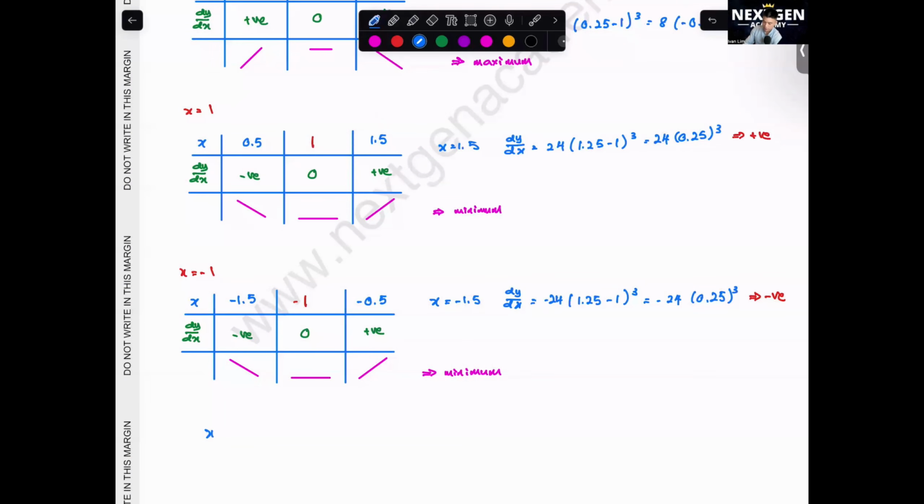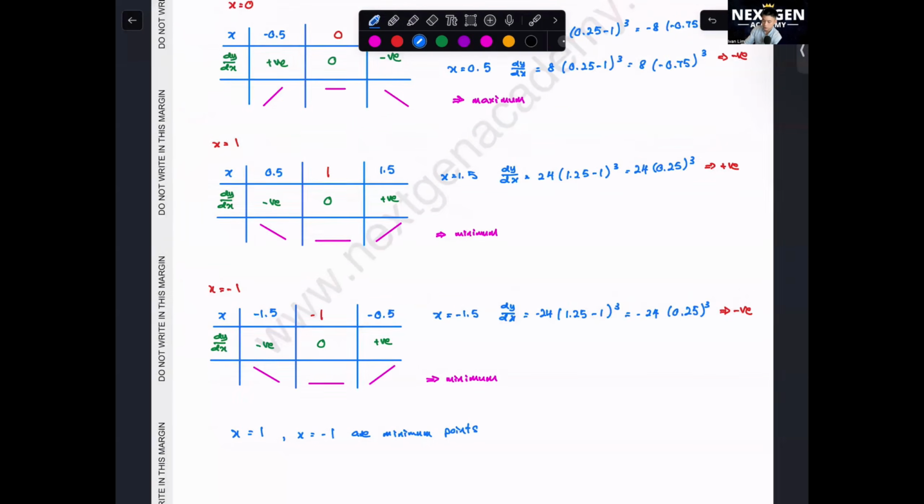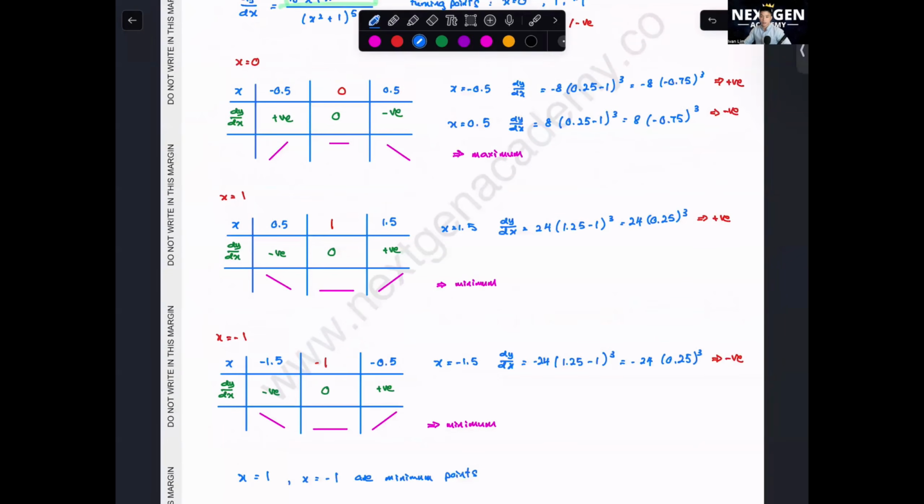So x equals to 1 and x equals to negative 1, we will call them minimum points. The nature is a minimum. So this is called your first derivative test. You have to check for the value of the gradient, whether it is a positive or a negative.